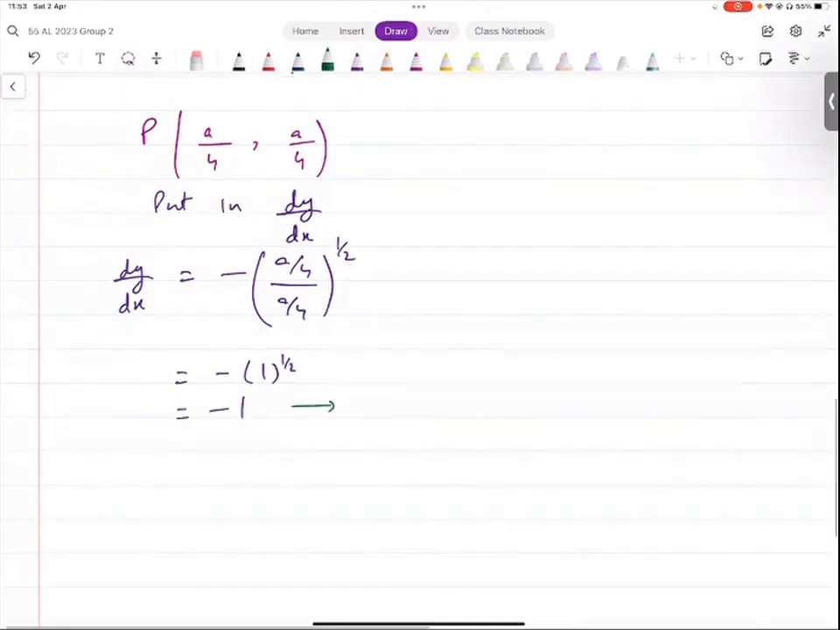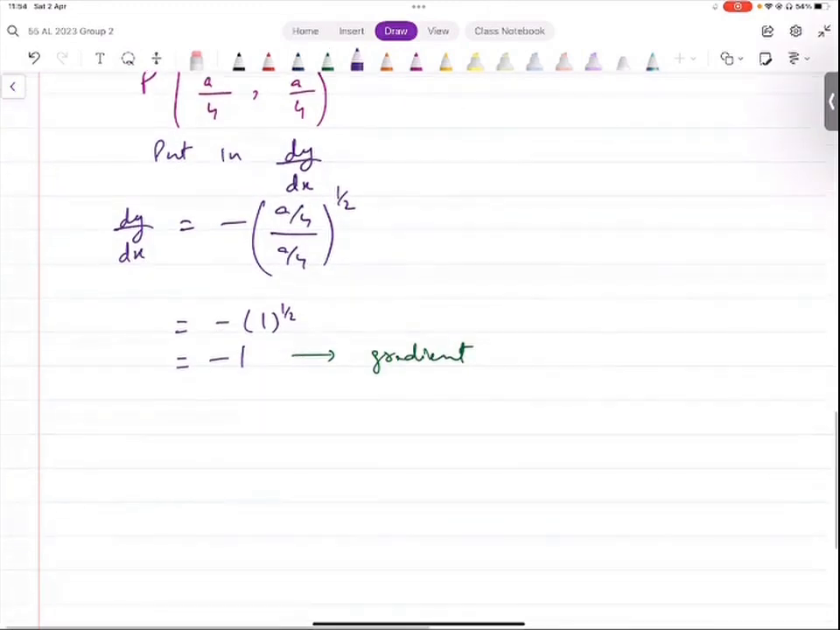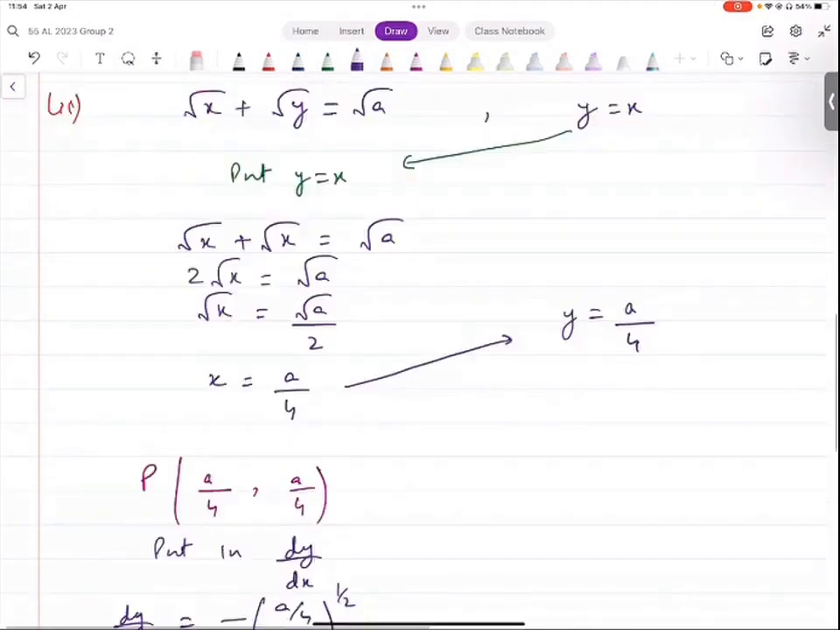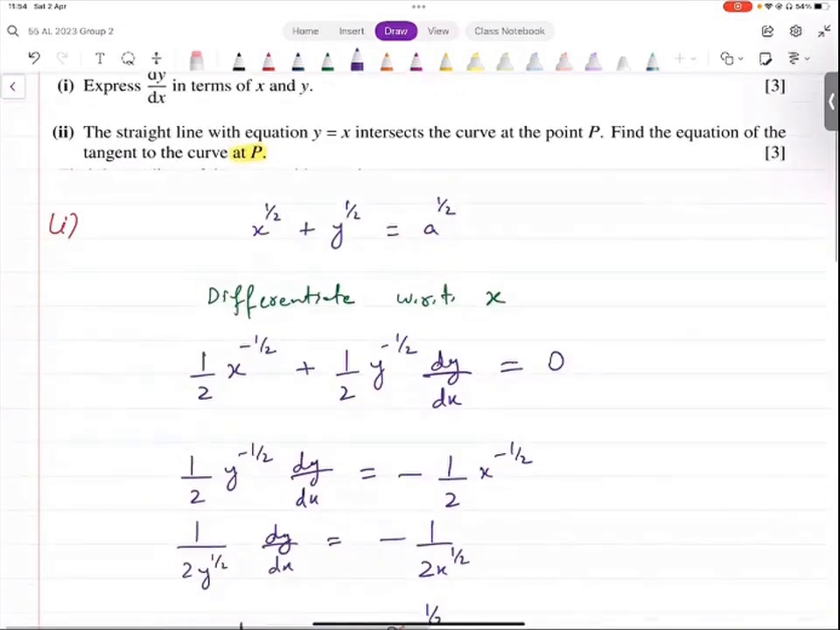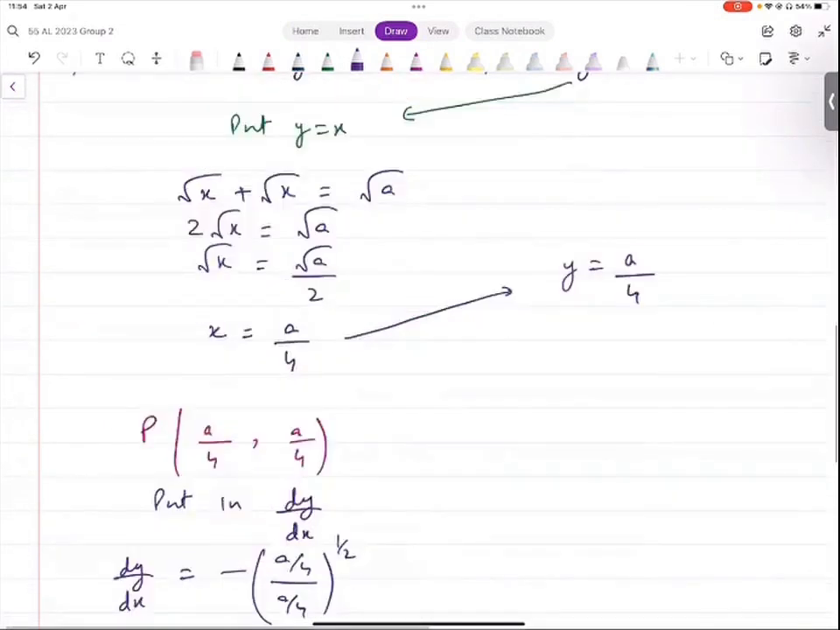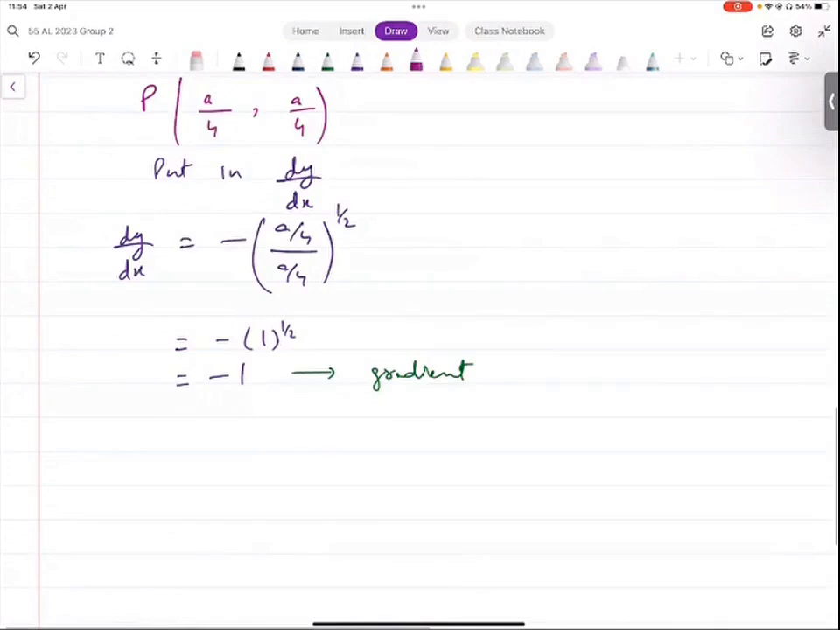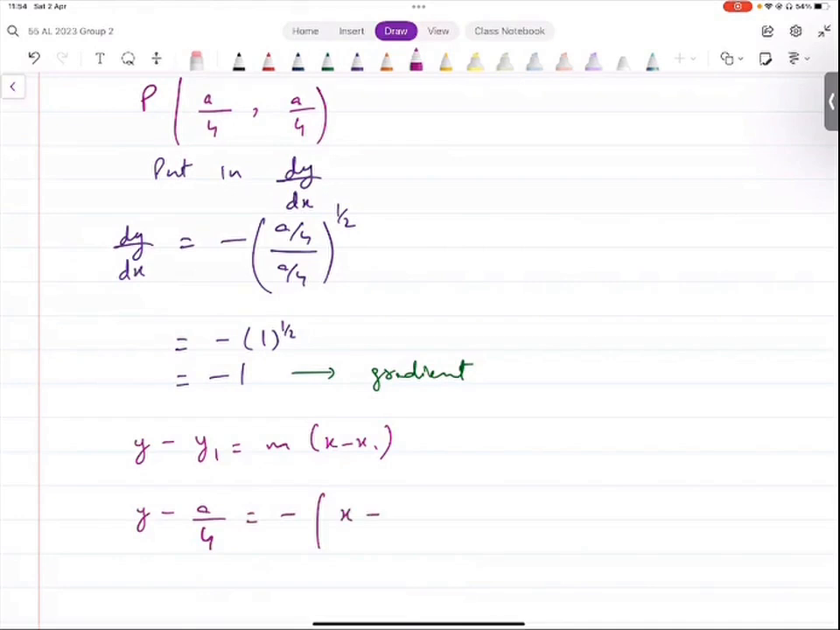This is the gradient. Okay, so we've got the derivative, we've got the gradient, we've got the point. हमें क्या करना था? हमें equation of tangent निकालनी है. बस उसकी फॉर्म आपको पता है क्या होती है? y minus y1 equals m into x minus x1. Y minus a over 4 equals minus 1 into x minus a over 4. You can just leave it like this and that's okay.